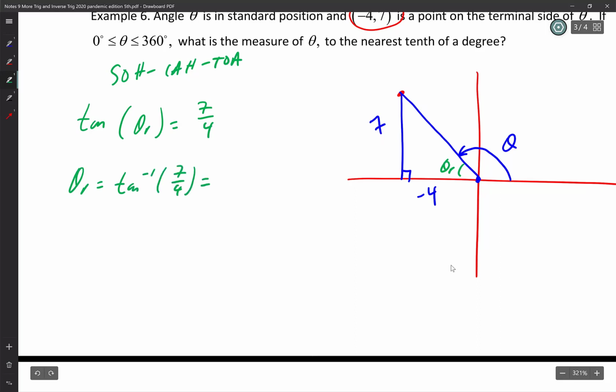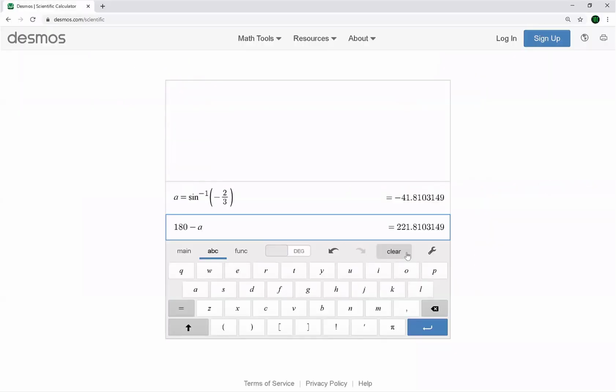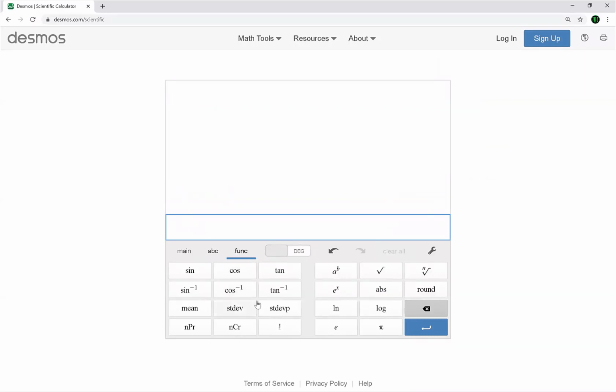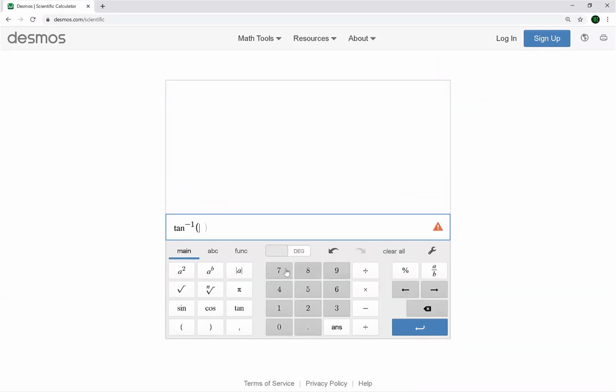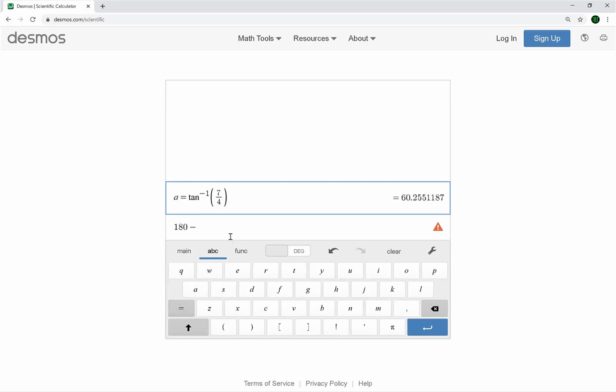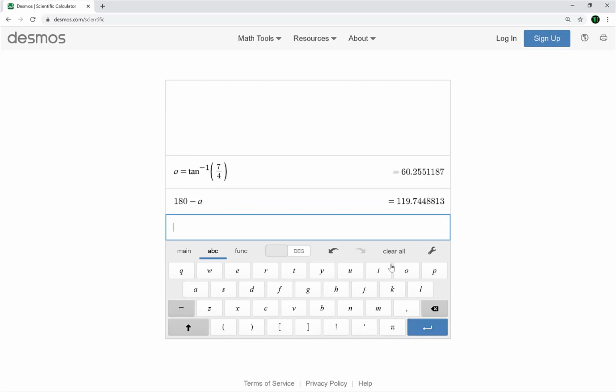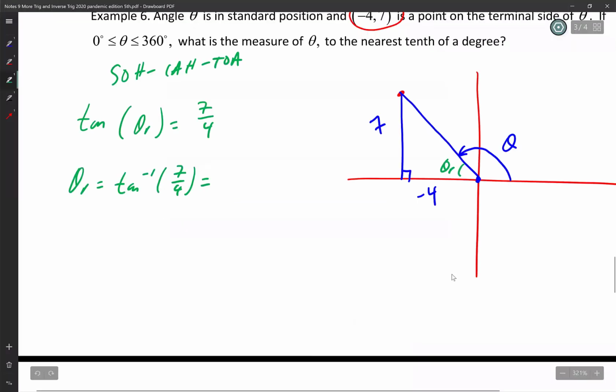And let's see what that gives us. So I'm going to go to Desmos. And I'm going to clear everything. And I'm going to go arctan of 7 over 4. So 60 degrees is my reference. So if I want to know my real angle, I'm going to do 180 minus that answer. I'm going to call it A equals that. A equals 180 minus A. So there it is, guys, 119.7. So I'm going to go back to Desmos. And I already forgot, this was 60 point something. What was it? 60 point?